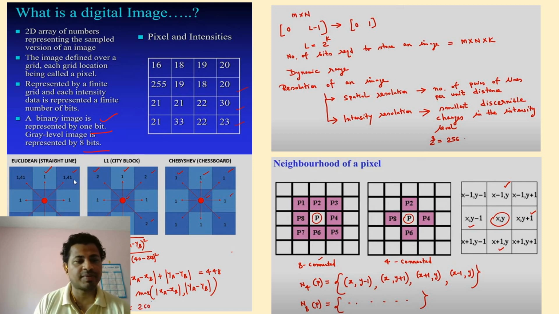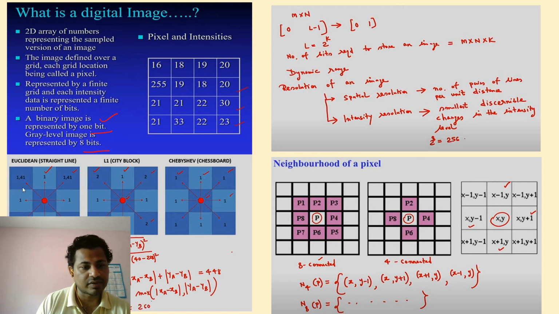Now if we talk about the distances, L1 city block distance and Chebyshev chessboard distance, between A and B, the distance can be calculated with the help of different formulas. The Chebyshev chessboard distance is the maximum of modulus of xa minus xb and modulus of ya minus yb. Now for the normal distance calculation, we know that the distance between a and b is the square root of xa minus xb squared plus ya minus yb squared.